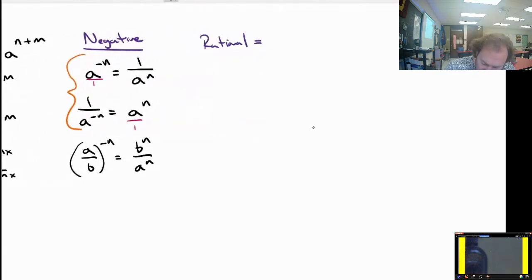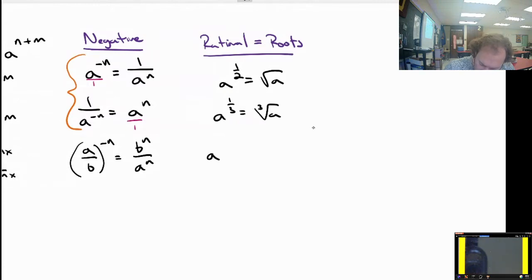which I want you to connect with the idea of roots. That's really the key idea here. If you have a to the 1/2 power, for example, this is the square root of a. The same thing is true about a to the 1/3 power. This is the cube root of a. And basically, a to the 1 over nth power is just the nth root of a. Again, we could explain why that is, but it's outside of the scope of this particular video. Maybe at the end of the video, I'll come back over here and explain a little bit why that's the case. But for now, that's a good enough explanation.